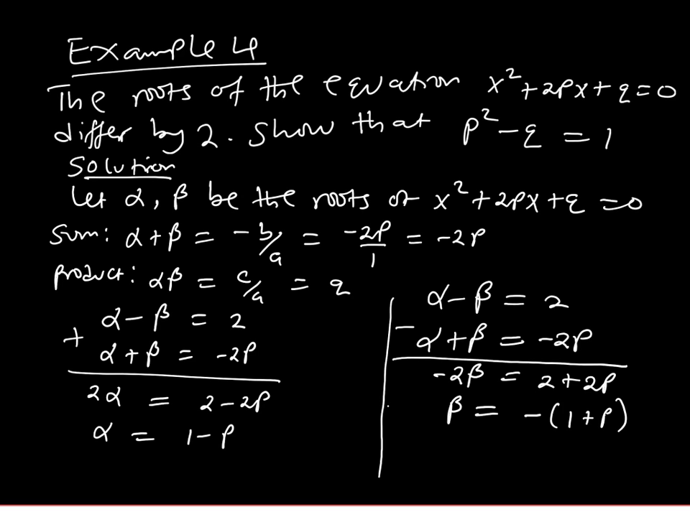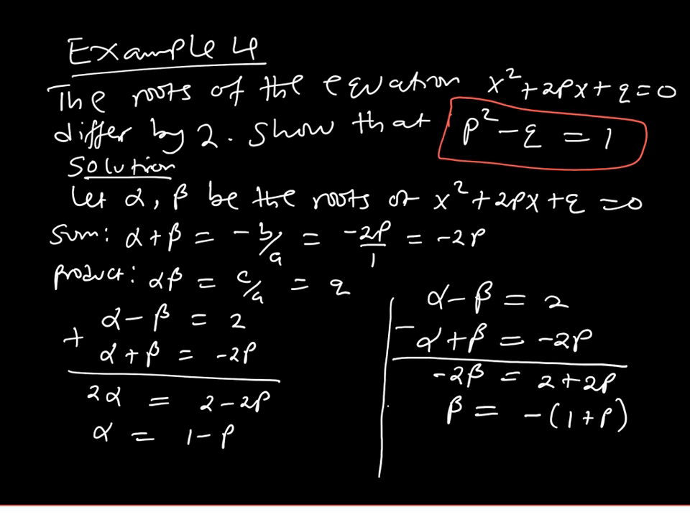So why do we go ahead and find the value of alpha and beta? Because it is easy. The second part, which said the roots differ by 2, is making it easy for us to find the value of alpha and beta. It is going to be so useful when we are trying to prove this expression that p squared minus q equals to 1. So we have two values. Alpha is equal to 1 minus p, and beta is equal to the negative of 1 plus p.